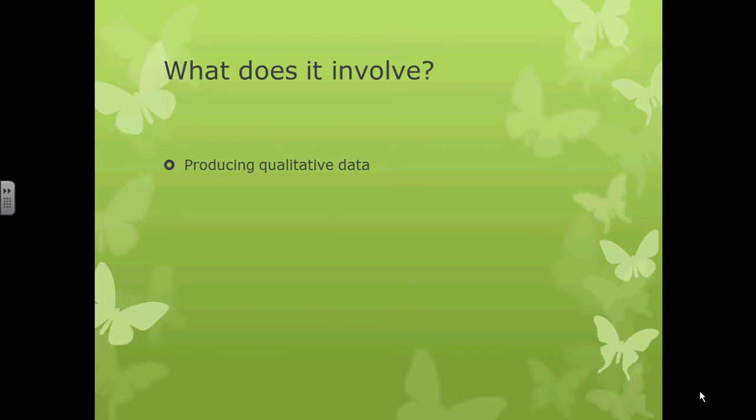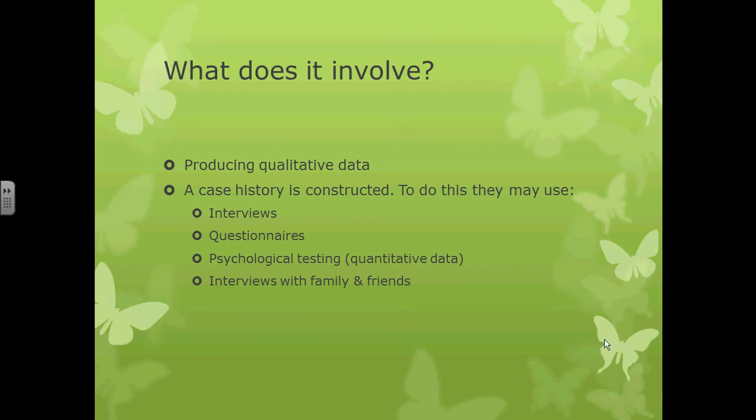What does it involve? We get lots of lovely qualitative data that's really nice and rich in detail. You construct a case history. To do that you can use all sorts of different things. You can use interviews, questionnaires. You can actually get quantitative data as well by doing psychological tests, and that was probably done in the case of HM and KF. Interviews with family and friends get other people's points of view, so it's less subjective.